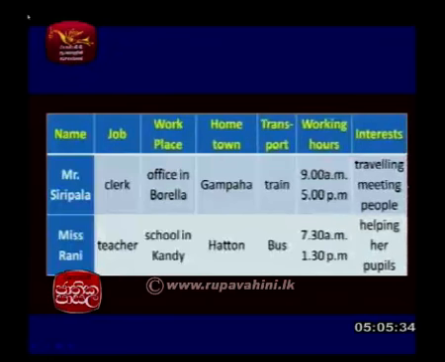So we are given 2 people, one is Mr. Siripala and the other one is Miss Rani. So in the chart, Mr. Siripala, the job clerk, workplace, office in Borella, hometown, Gampaha, transport, train, working hours, 9 a.m. to 5 p.m. Interests, traveling, meeting people. So now as in the instructions, we are already given a paragraph about Mr. Siripala. So shall we move on to that paragraph and have a look first?